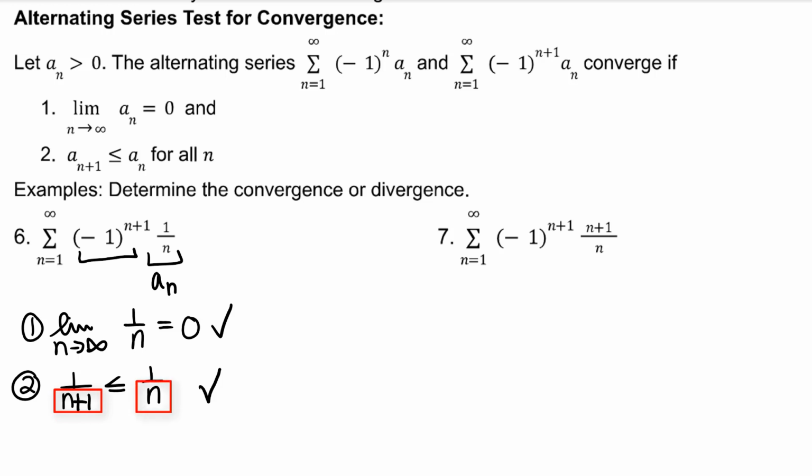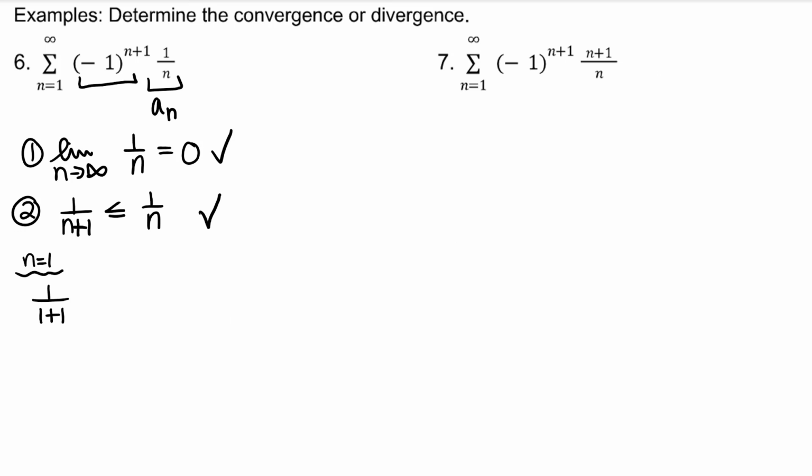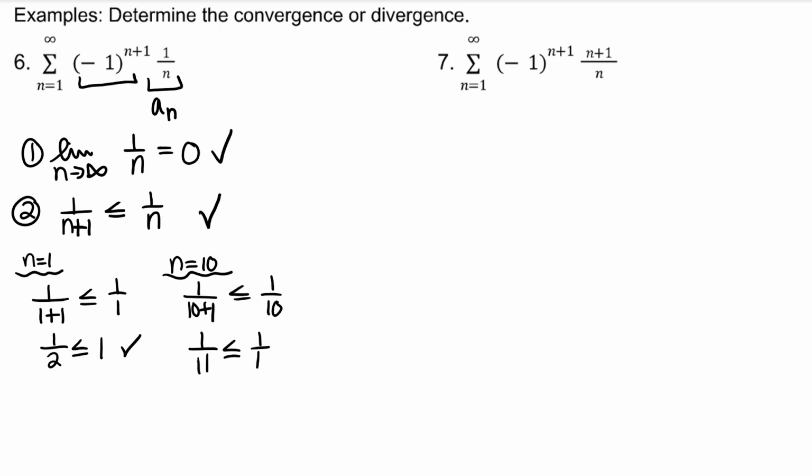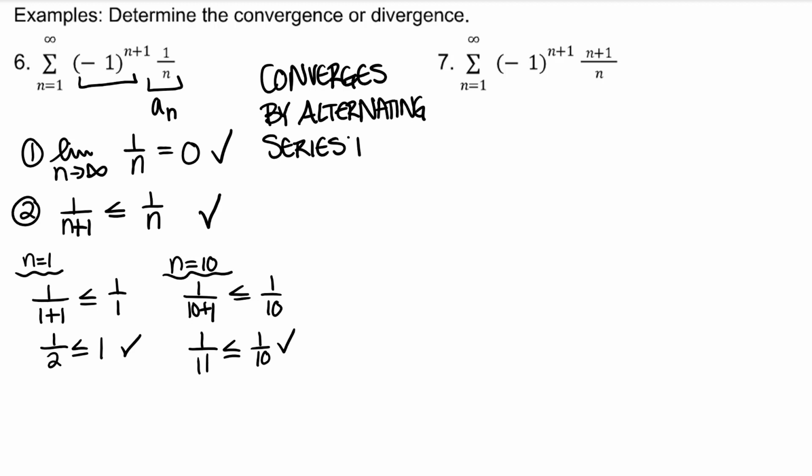And if your denominator is bigger, then the fraction will be smaller. Sometimes it helps to just test some values though. So the series in number 6 has satisfied both the conditions for an alternating series to converge. Therefore, this series converges by the alternating series test. That is also known as AST.